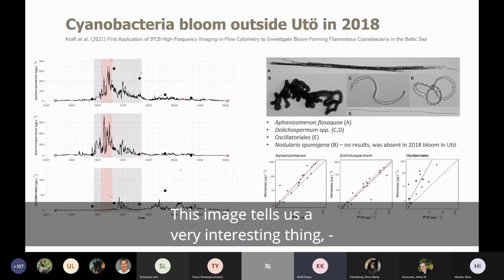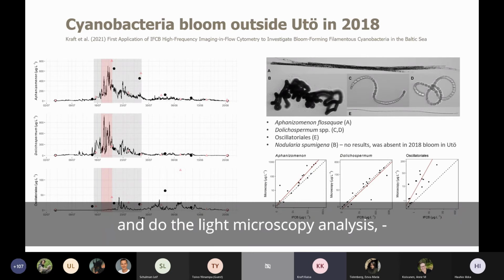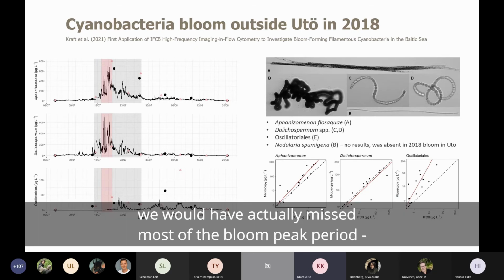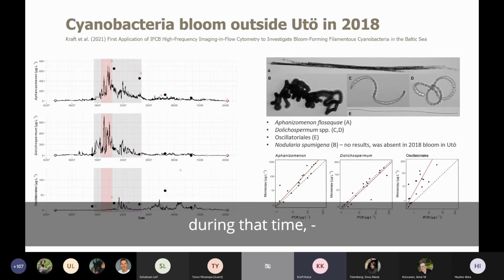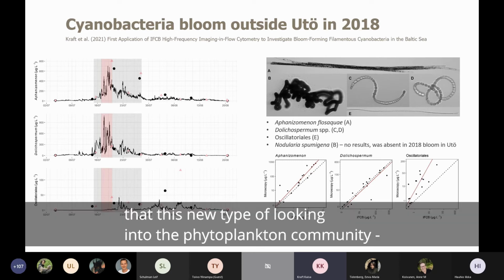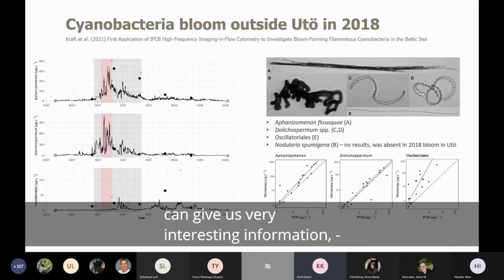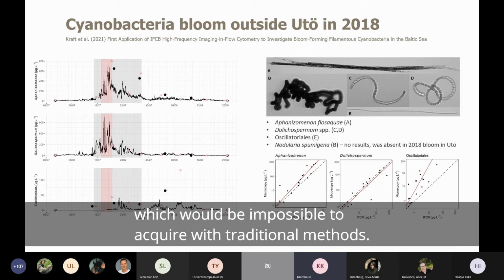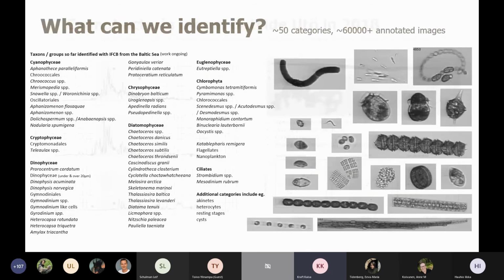And this image actually tells a very interesting thing: if we would sample only once a week and do the light microscopic analysis, we would have actually missed most of the peak period of the bloom, which is highlighted in red. So just to give you an idea, this new type of looking into the phytoplankton community can give us very interesting information, which would be impossible to acquire with traditional methods.